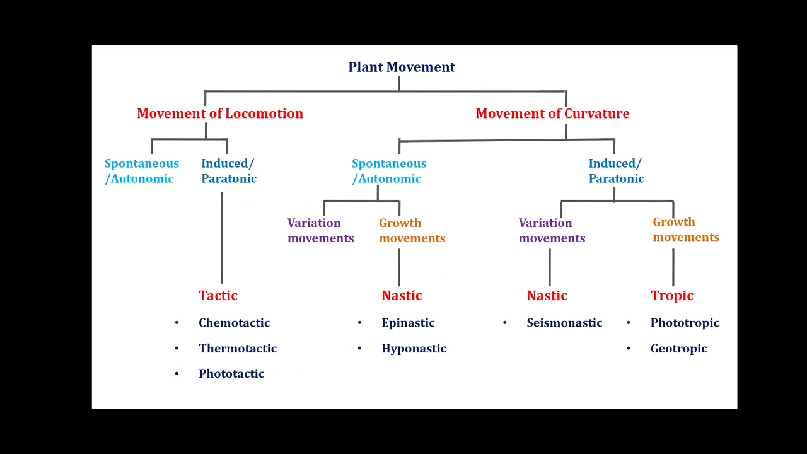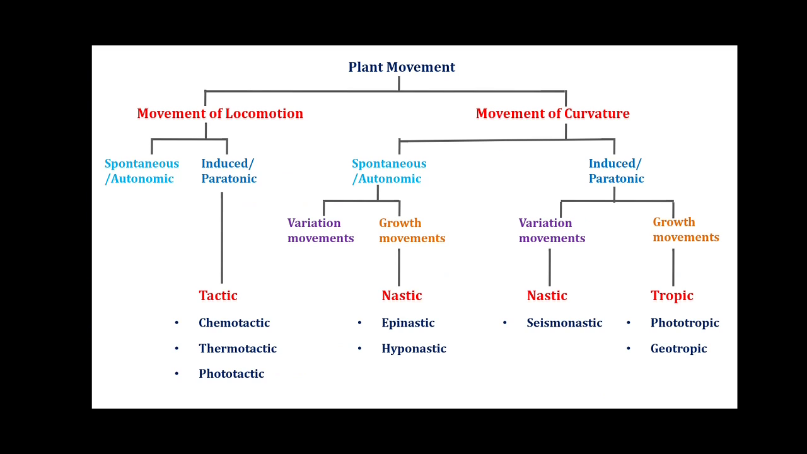One is spontaneous or induced, or you can say autonomic or paratonic type of movements. In the spontaneous, there are again two types. One is the variation movements, another is the growth movements. And the growth movements include nastic. The nastic is of epinastic or hyponastic type.